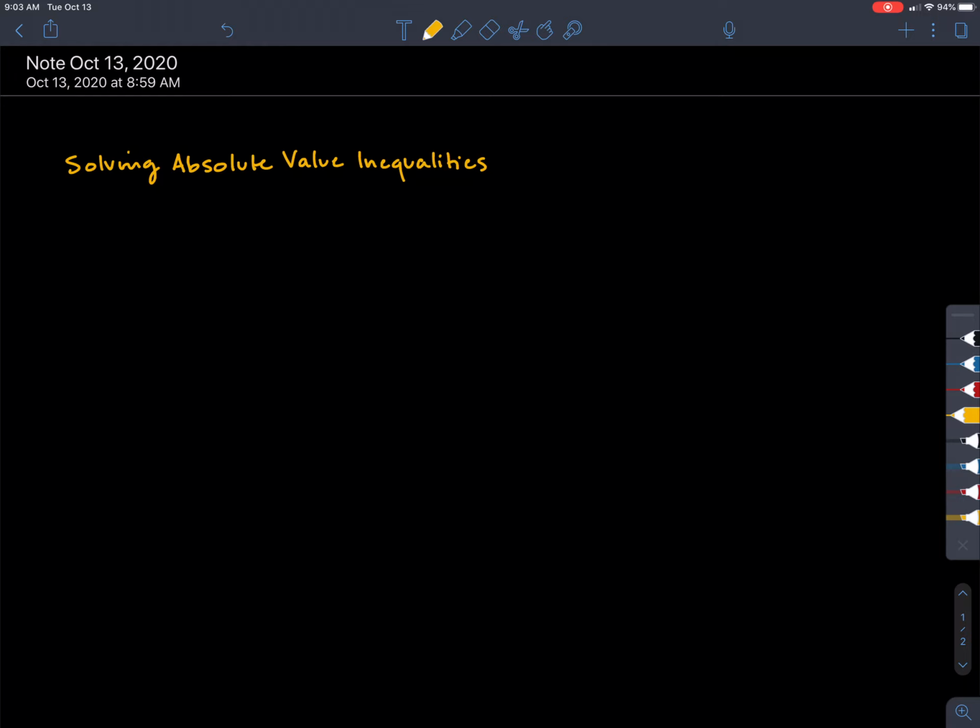So when we're solving absolute value inequalities, there are two keywords that we're going to use. The first is conjunction. And when we say conjunction, we mean and. And the other term that we're going to use is disjunction. And with disjunction, we are going to use or.